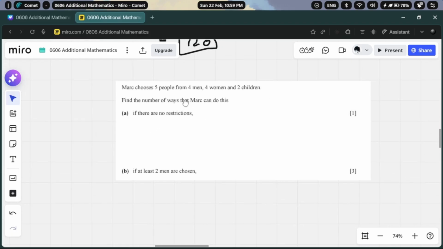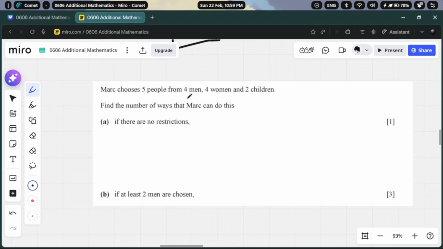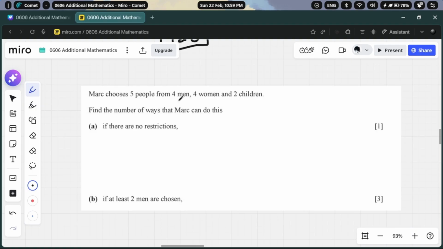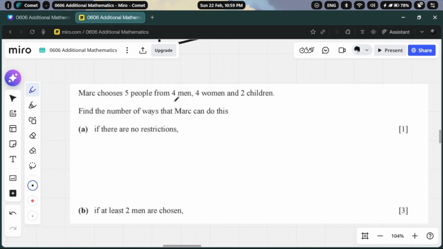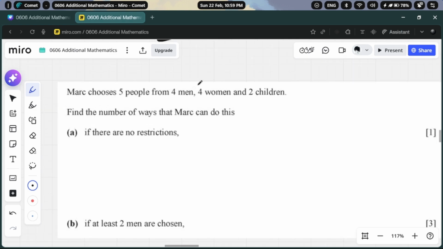Now, moving on, you're told that Mark chooses 5 people from 4 men, 4 women, and 2 children. And you're told find the number of ways that Mark can do this if there are no restrictions. So there are in total 4 plus 4 plus 2, which is 10, and you're choosing 5 out of 10 people basically. So that would give you 252.